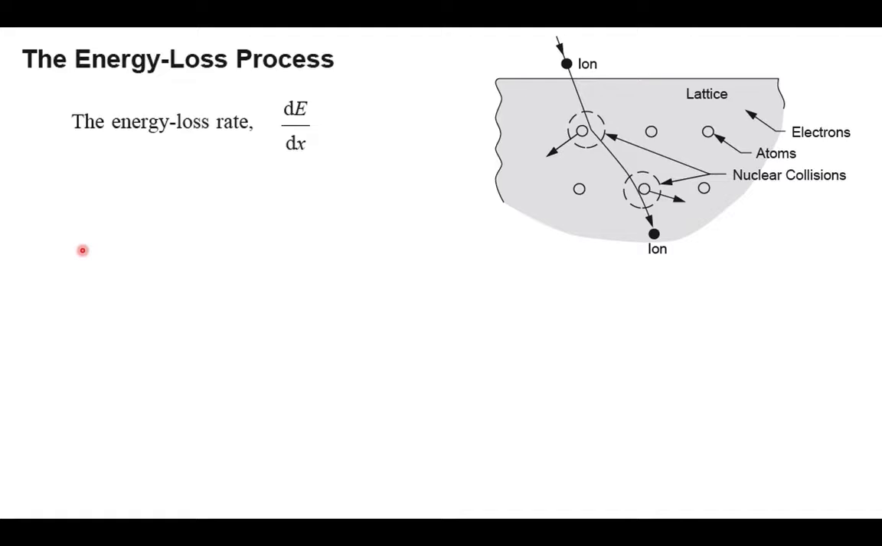Now the second important parameter is called the energy loss rate, which is dE/dx. Due to the bombardment of ions, when ions penetrate inside the material, they start losing energy because the energy is given to the lattice atoms, right? At some point, the ions get deposited and lose all their energy. So we need to know the energy loss rate, which is essentially dE/dx, where x is the penetration depth.